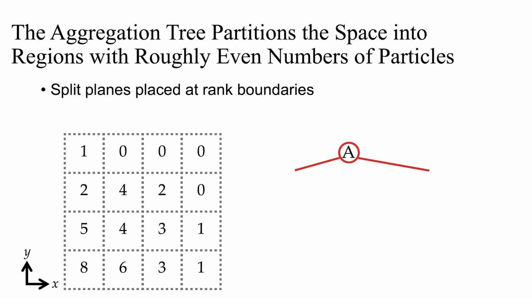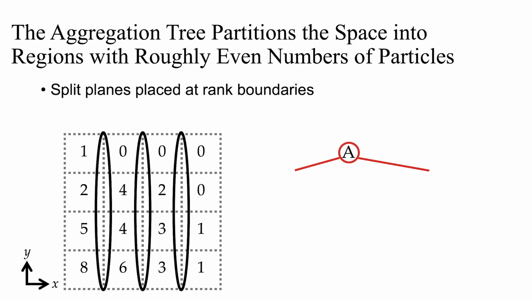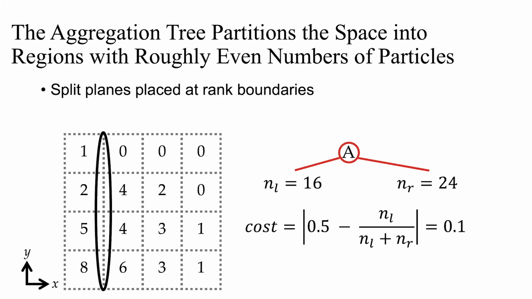To do this, split planes are placed at rank boundaries to partition the subdomains into domains that have a roughly even number of particles. These splits are placed on the longest axis, with x chosen in case of a tie, or in 3D x, y, then z. To choose the best split, we evaluate the number of particles that would fall into the left and right subtree of A. So if we place the split here, we would have 16 particles on the left, 24 on the right, and the cost factor measures how uneven this split is, where lower costs are more even. So here we have a cost of 0.1.